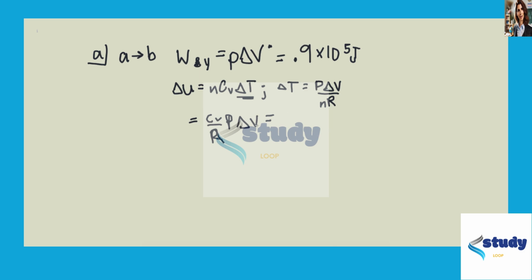And then if you use your delta V is 0.3, P is 3 × 10⁵, your C_V is, I'll just write that on the side, C_V equals 12.47, because they tell you it's a monatomic ideal gas. Okay, joules per mole Kelvin. Great. So if you plug in all those numbers, and R is 8.315 joule per mole Kelvin as well, you get that your delta U is 1.35 times 10 to the 5.